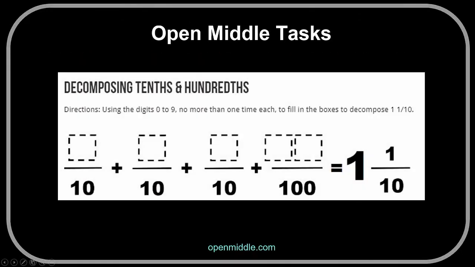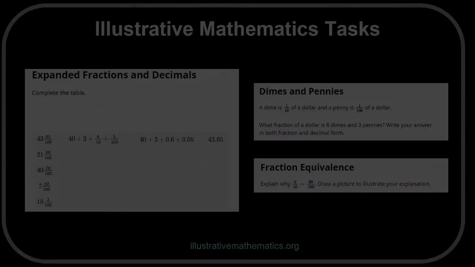For additional tasks that support Standards 4.NF.5 and 4.NF.6, check out openmiddle.com. In this task, decomposing tenths and hundredths, students use the digits 0 to 9 no more than one time each to fill the boxes to decompose 1 and 1/10. Tasks such as this incorporate the standards for mathematical practice and encourage students to reason flexibly with numbers.